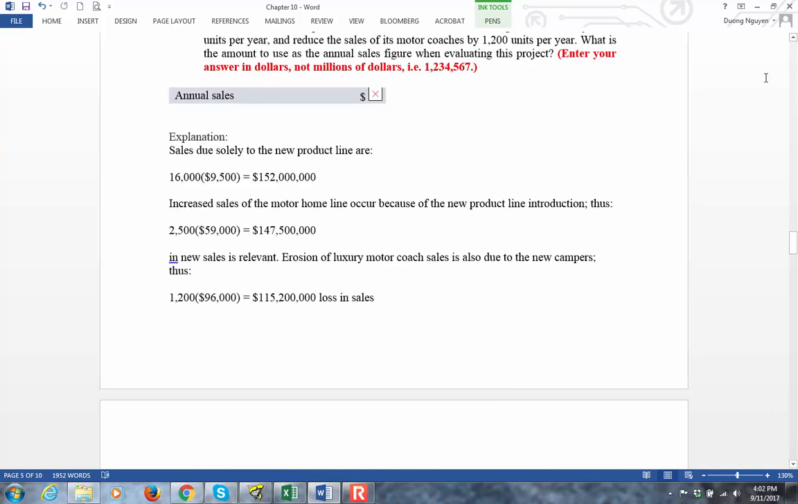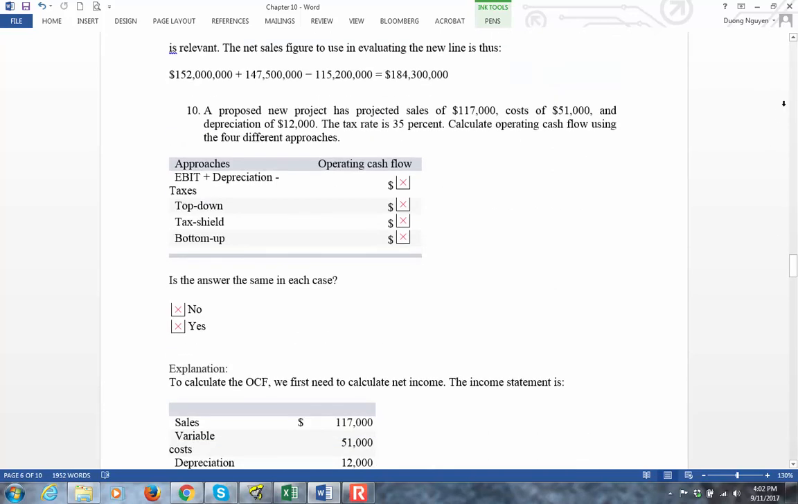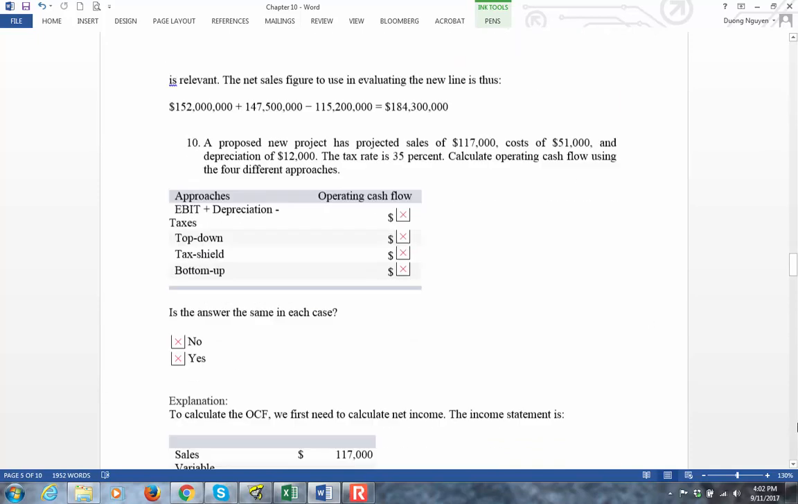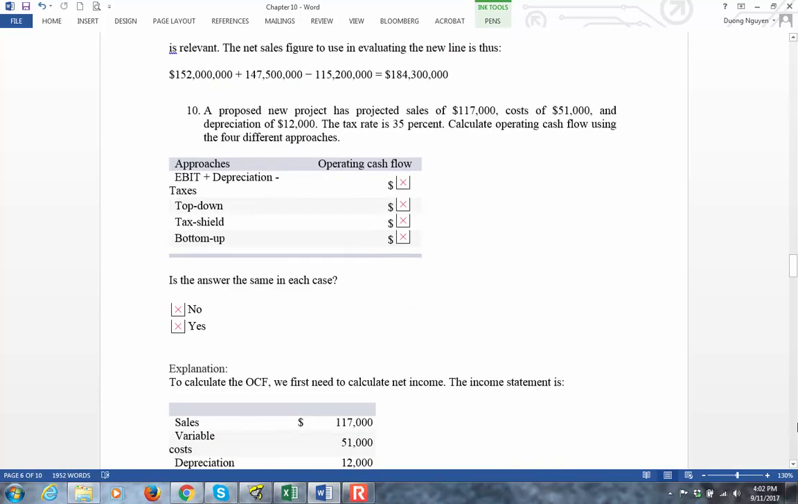Alright, number 9. I'm going to skip number 9. You can look at the formula. Everything is similar to before. Alright, and number 10: calculate operating cash flows using 4 different approaches.